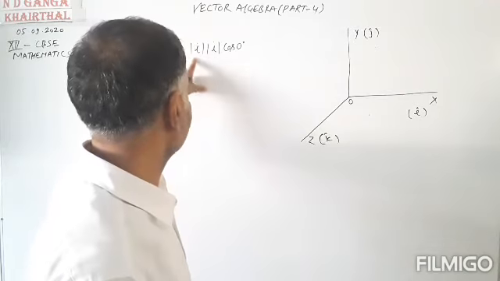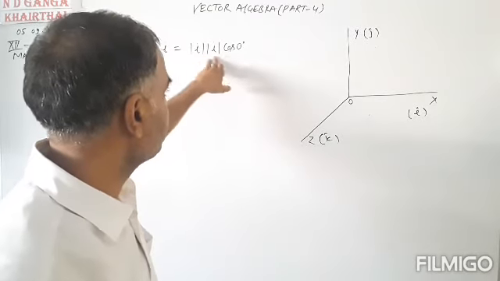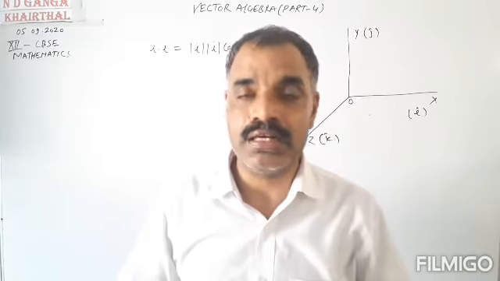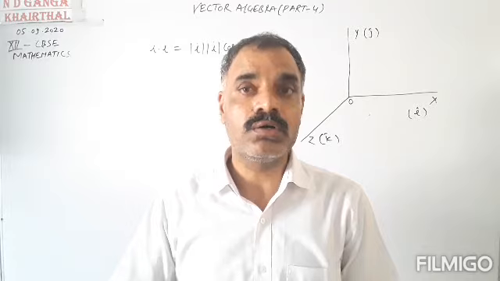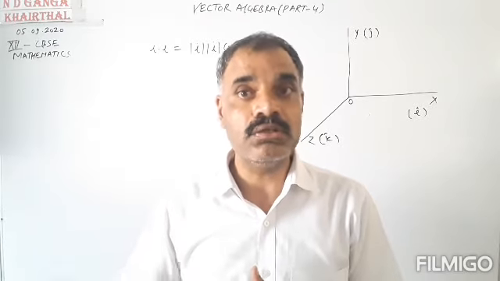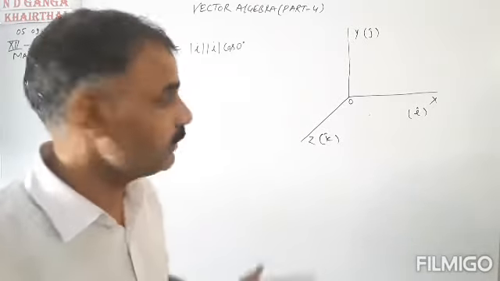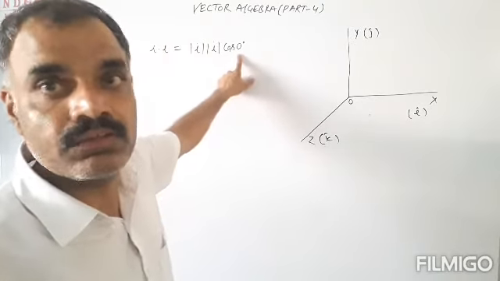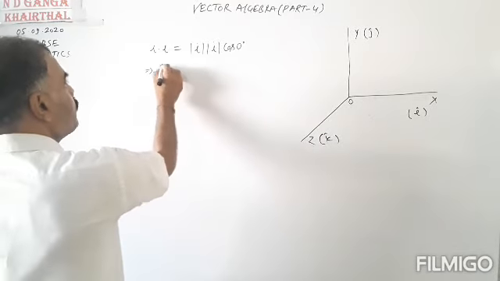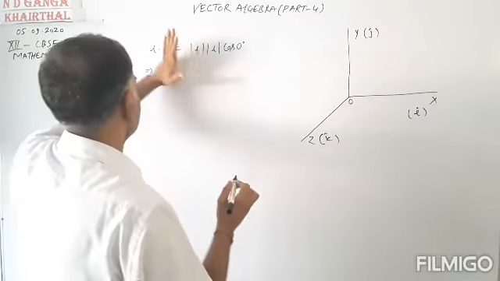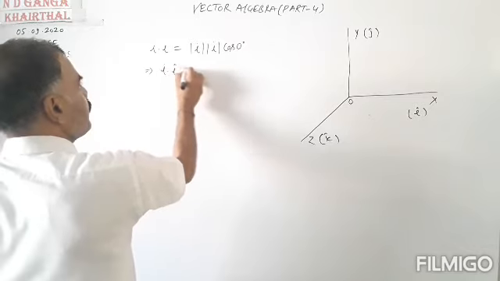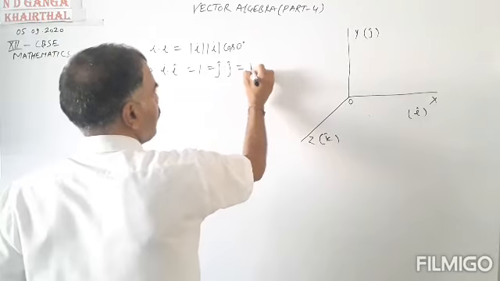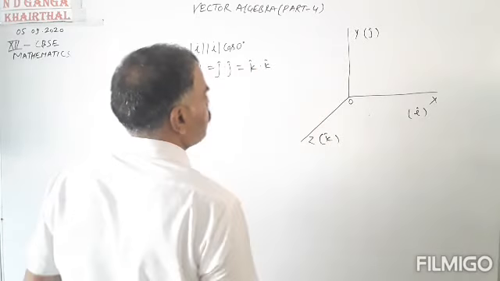So i cap dot i cap equals magnitude of i cap times magnitude of i cap times cos 0 degree, using the formula A vector dot B vector equals magnitude of A vector times magnitude of B vector times cos theta. Theta is equal to 0 degree, and cos 0 equals 1. This is a unit vector, so the magnitude is 1. So i cap dot i cap is equal to 1. Similarly j cap dot j cap equals 1 and k cap dot k cap is also equal to 1.